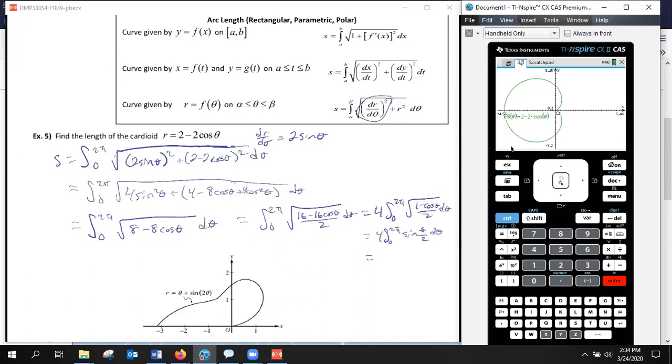Let's go ahead and integrate. The integral of sine would be the negative cosine. The negative cosine, then we have to double it. So that would be negative 8 cosine of theta over 2, going from 0 to 2 pi. And then the cosine of pi is negative 1, so that would be 8 minus negative 8, giving me a grand total of 16.